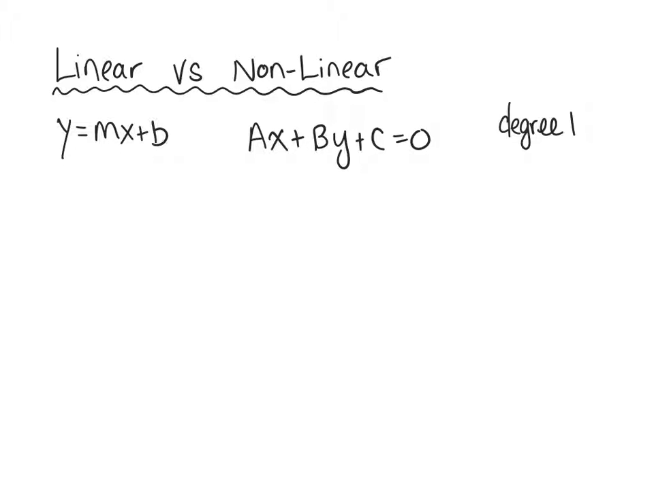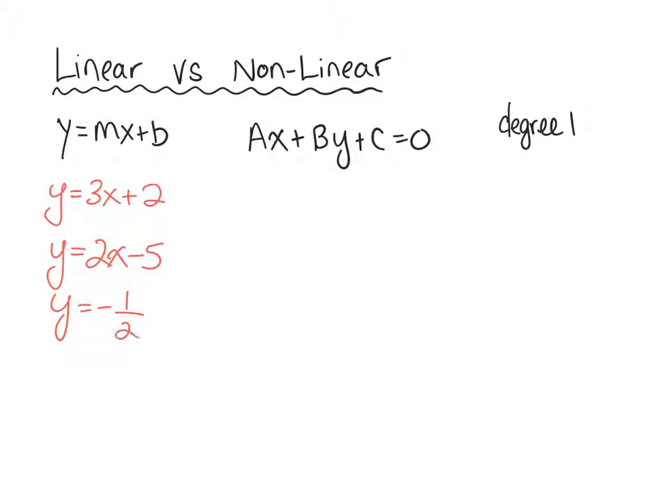So you can see, oops, I'm just going to change to red. For example, say you had y equals 3x plus 2. See how the x doesn't have an exponent on it? Or if it does, it's a 1. So that means it's degree 1, so you know it's linear. Y equals 2x minus 5. Y equals negative a half x plus 1. Those are all linear. There's no exponent on the x or the y.